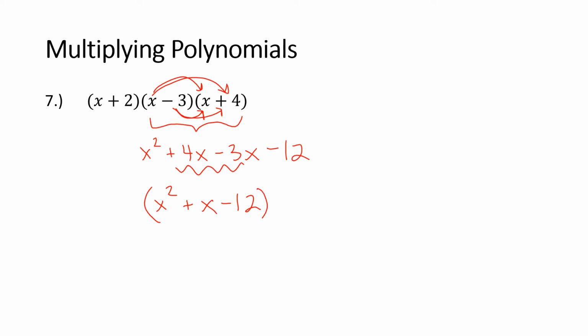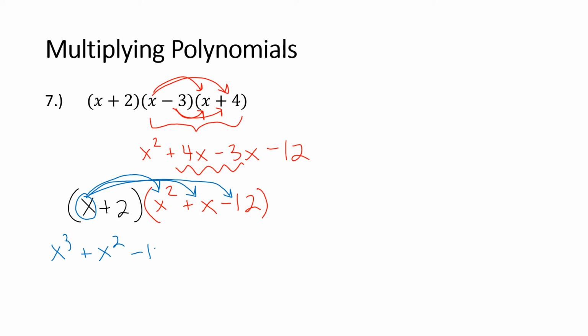What we're going to do now is take that product times the one we haven't used yet. So we're going to do this. Let me get my blue. We're going to do the same thing we did on the last example. This first term, I'm going to do x times x squared, which would be x to the 3rd power. And I'm going to do x times x, which would be x to the 2nd power. Then I'm going to do x times negative 12, which is negative 12x.